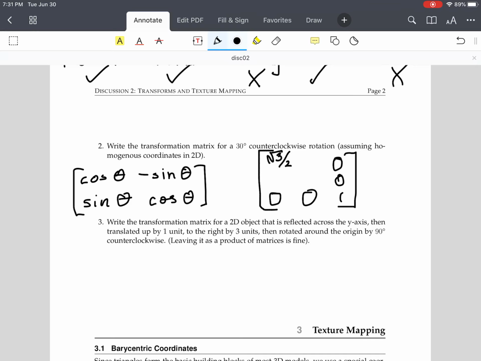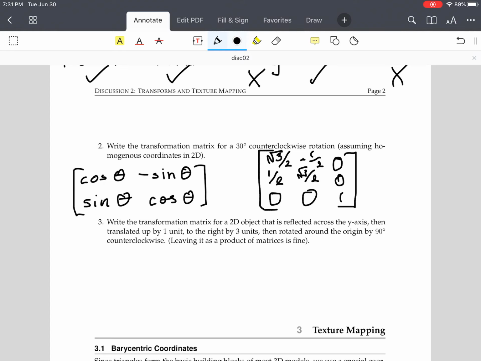Now we're going to want to go negative sine theta. So sine of 30 degrees is a half, but we want to do negative. So it's going to be negative 1 over 2. Now it's going to be just sine theta, so that's just going to be 1 over 2. And then cosine theta, which is the same as above, so root 3 over 2. Okay? And that is our answer right there.